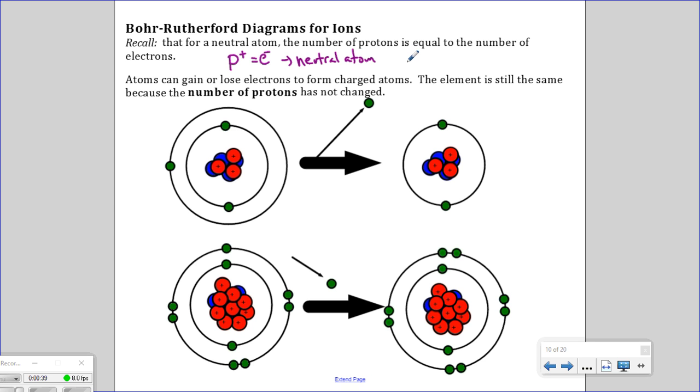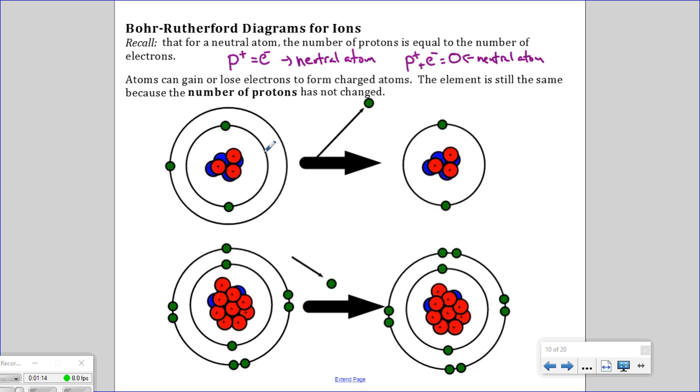And the reason we call it a neutral atom is that a proton has a positive charge and an electron has an opposite but equal negative charge. When we add these two charges together, the sum of those charges is equal to 0. And so this 0, or lack of a charge, is what we refer to as a neutral atom.